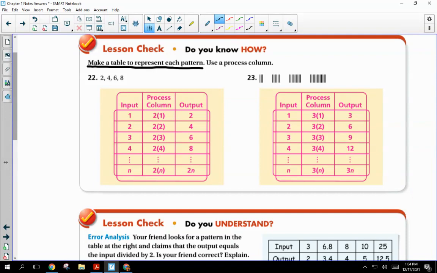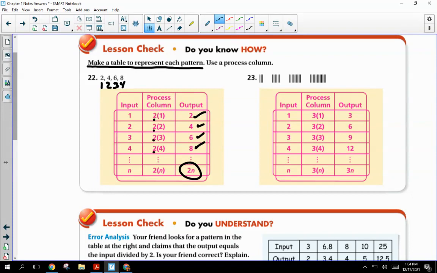The inputs, remember, this is 1, 2, 3, 4, and that's just the first number, the second number, the third number, the fourth number. And every time you're going up by 2. So you multiply it by 2. So that's why it's a 2 here, 2 here, 2 here, 2 here. So you're multiplying 2 times the first number equals 2. That's correct. 2 times the second number equals 4. That's correct. 2 times the third number equals 6. And 2 times the fourth number equals 8. So you can see those answers here. And what is our process? Our process is 2n.